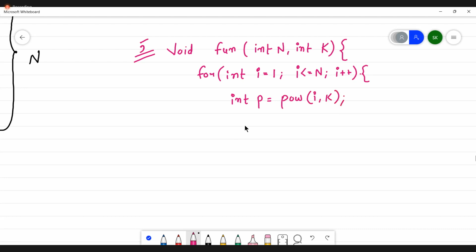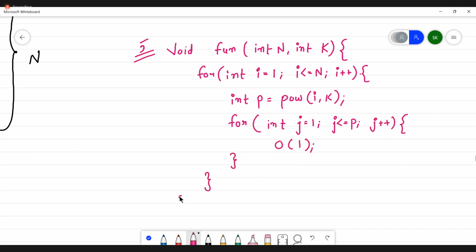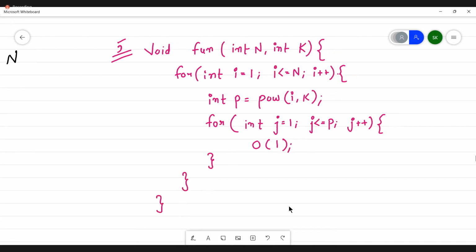This power function is going to take constant time as per the question. Here also some order of one time complexity code is going to get executed, and that's it. Okay, now let's please see.